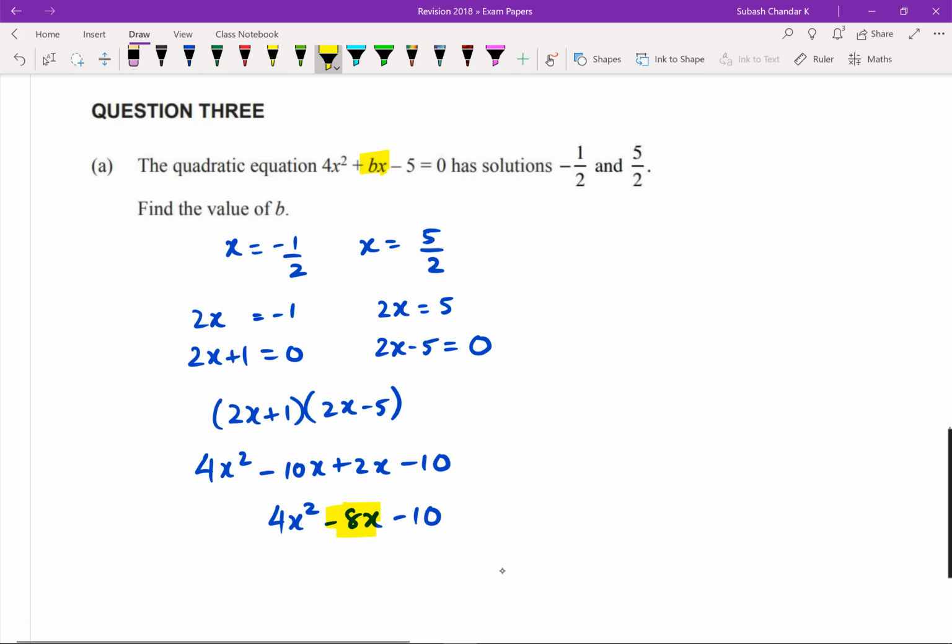oh, I just realized I made a mistake. Sorry, that's not minus 10, that's minus 5. So from here, I can see that b is equal to minus 8. All right, this question here, guys, achieved.